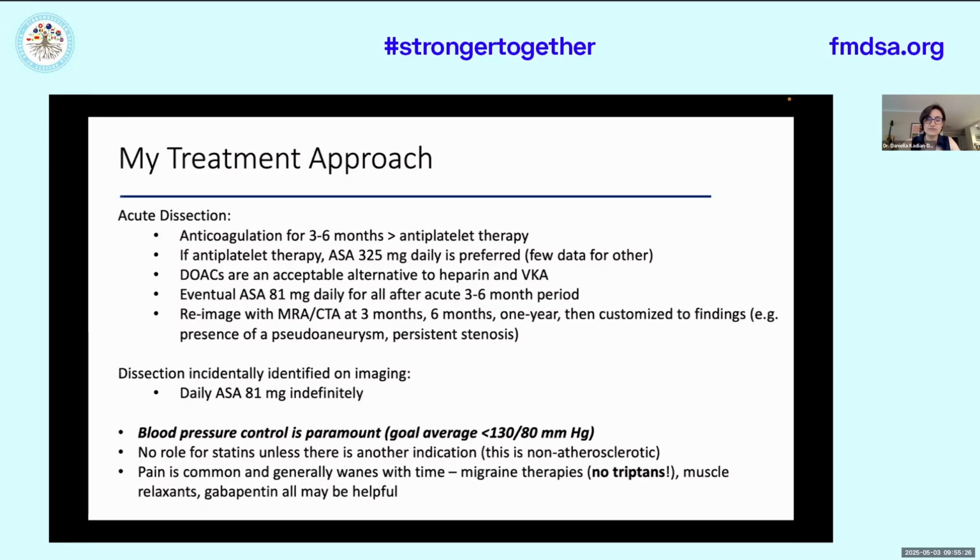to make that decision. Some people have silent dissections, meaning we just pick them up when we do that head to pelvis imaging, but they have no symptoms. And so for those patients, I don't do any more than aspirin 81 milligrams a day.